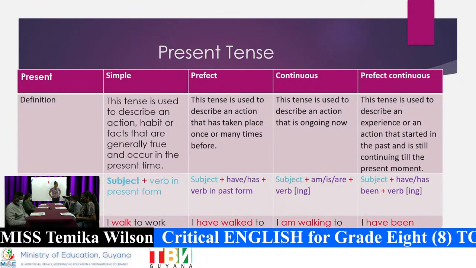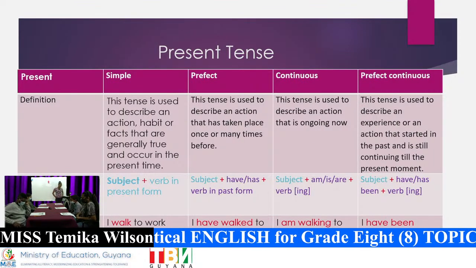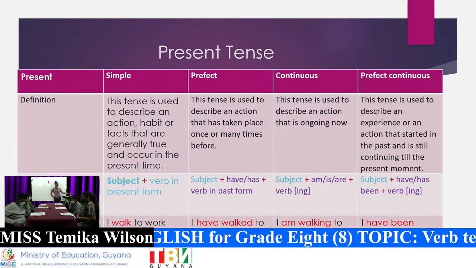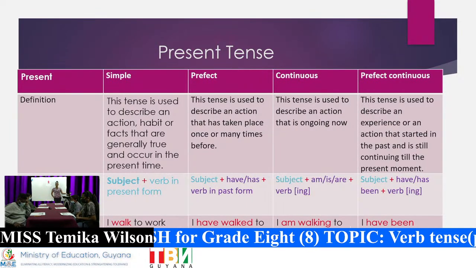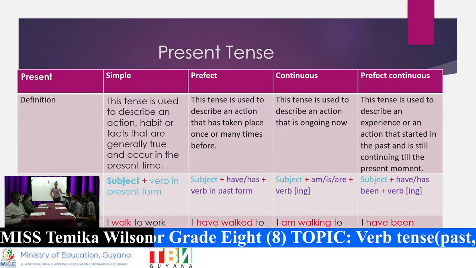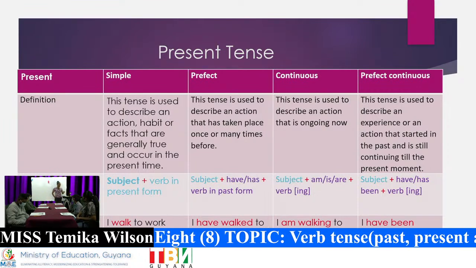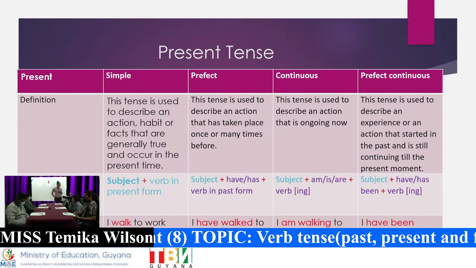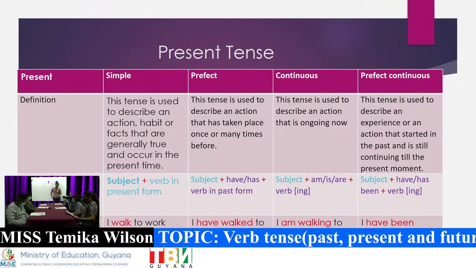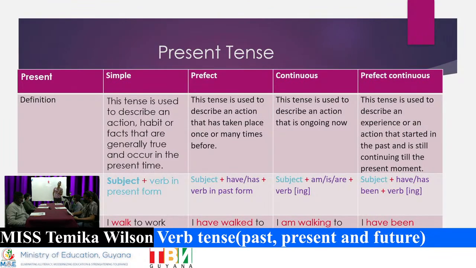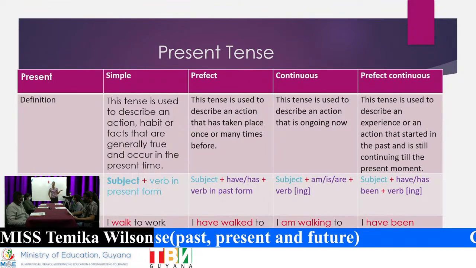So do we understand what's happening there? I have walked to work every day. We have the subject plus have or has plus the verb in the past tense. All right? We clear? And this happens when we use this to describe an action that has taken place once, or in this case, every day. It's happening repeatedly, many times before. All right? Then we want to move to the continuous.